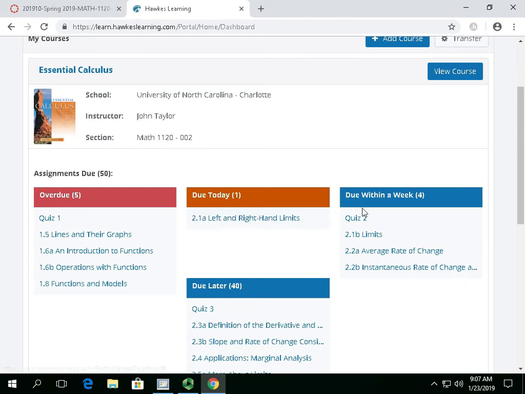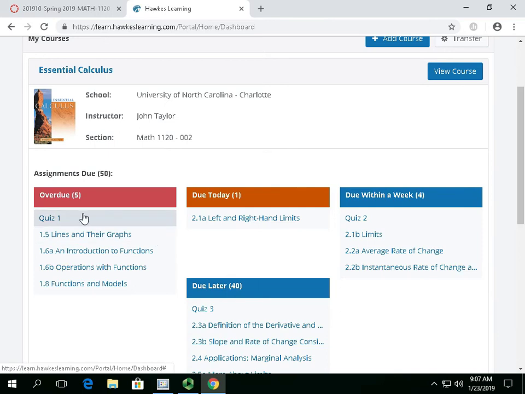What's coming up due this weekend is you're going to have quiz number 2, which is on 2.1a and 2.1b. And then on Sunday, the lesson is due on 2.1b limits, 2.2a rate of change, and 2.2b rate of change, which is where I'll be doing this one today as well. So just to give you an idea, don't fall behind on this stuff. Procrastination kills. So keep up with your lessons.